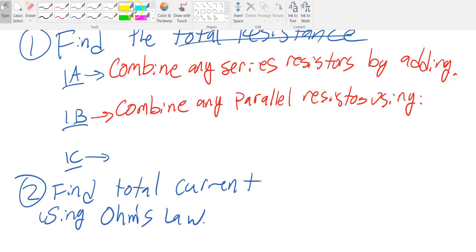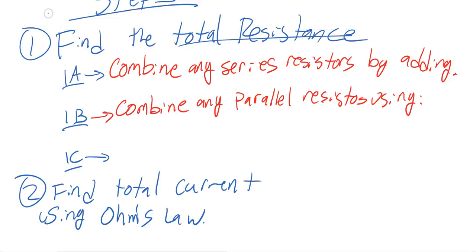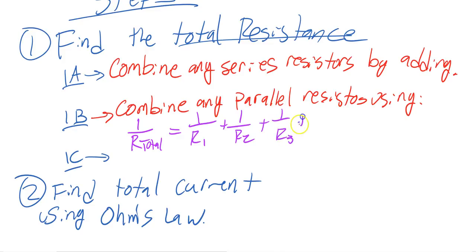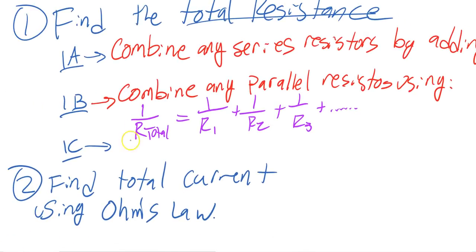Let's go ahead and make this a different color because this is probably the most important thing about this video. 1 over R total equals 1 over R1 plus 1 over R2 and so on. So this equation looks scary, but I promise it's not as bad as it looks. You've got your total resistance. So 1 over the total resistance of your parallel circuits is 1 over each of them added up together. And I'll show you how to do that when we get there.